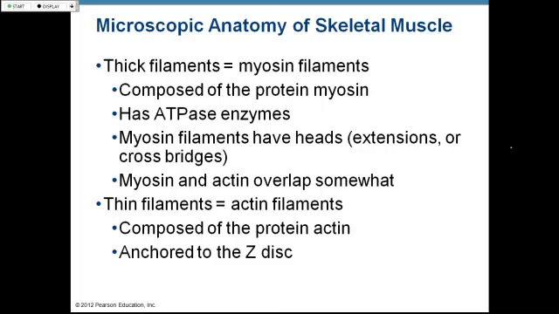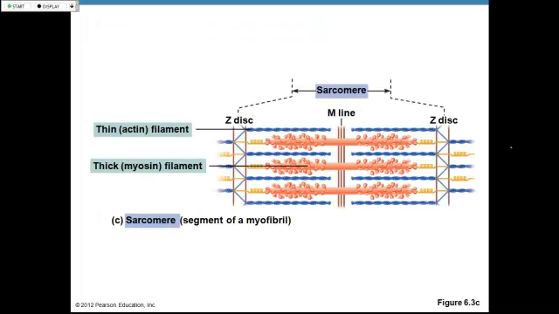Myosin and actin overlap somewhat, and the thin filaments equal actin filaments composed of the protein actin, and they're anchored to the Z discs. So this is the same structure that we looked at in the previous diagram, but we're magnifying it more. So you can see the details of what actin and myosin look like. And we can also see that if you go from one Z disc to the next Z disc in the myofibril, you have a sarcomere, which, as we go forward and explain how muscles contract, is one contraction unit.